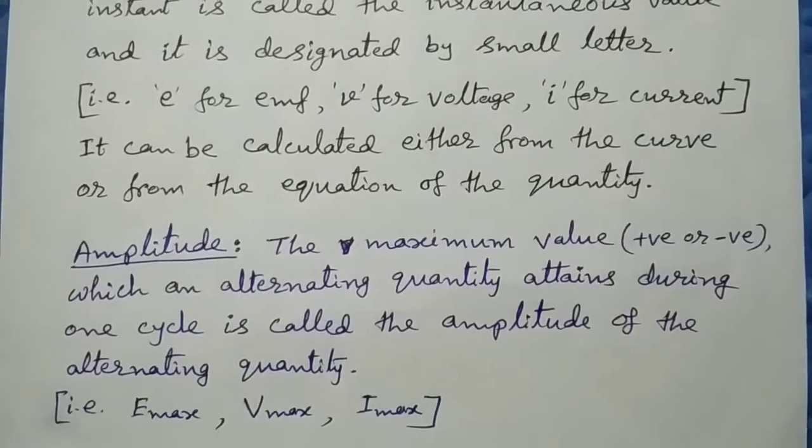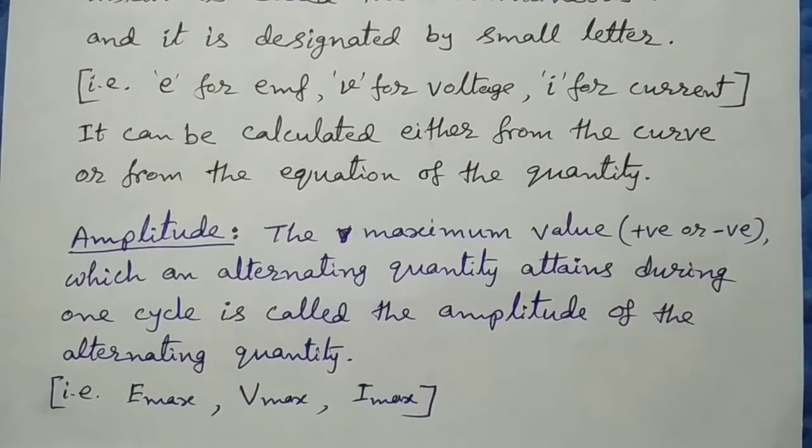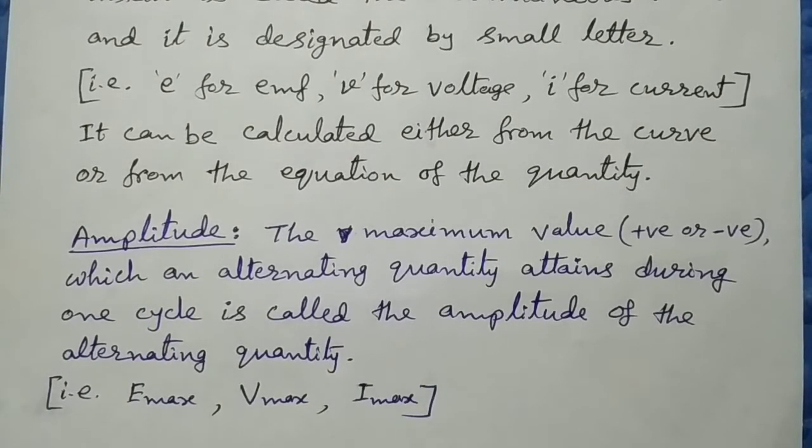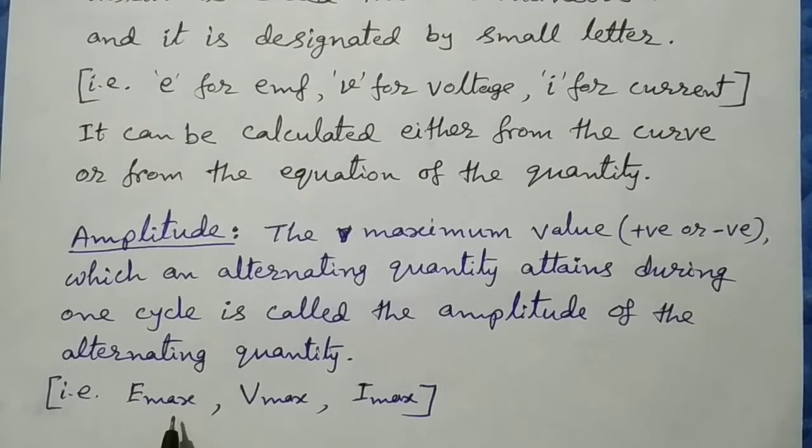The next definition is amplitude. The amplitude is the maximum value, either positive or negative, which an alternating quantity attains during one cycle. It is represented by the capital letter followed by the suffix max. That is, Emax is the amplitude of EMF, Vmax is the amplitude of the alternating voltage, and Imax is the amplitude of the alternating current.